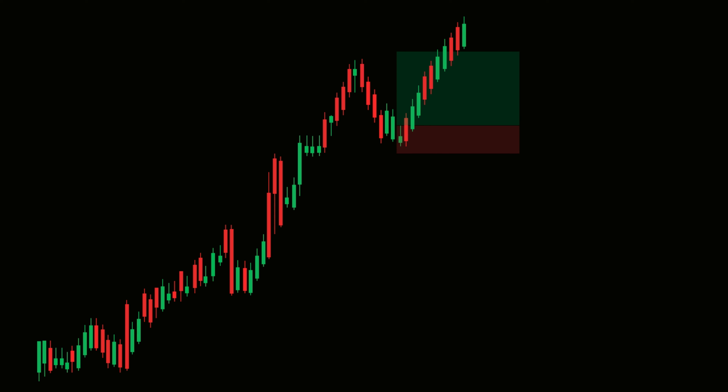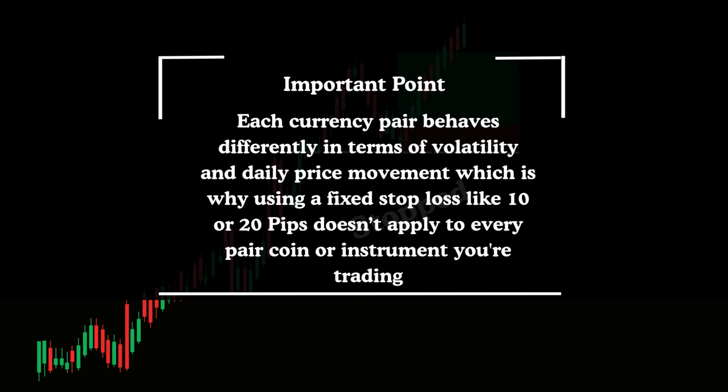Typically, we set our stop loss a few pips below the swing low to protect the trade in case of a pullback. However, using a tight stop loss can cause you to exit the trade early even if your prediction was accurate. On the flip side, a wide stop loss often leads to poor risk to reward ratios. Plus, each currency pair behaves differently in terms of volatility and daily price movement, which is why using a fixed stop loss like 10 or 20 pips doesn't apply to every pair, coin or instrument you're trading.